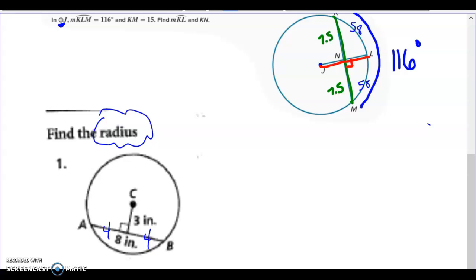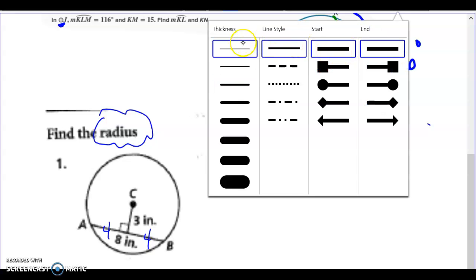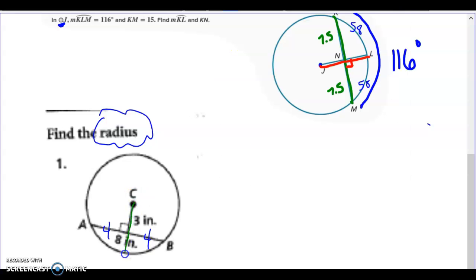Well, where is the radius? I could extend this, and I know that part is 3, but I don't know that, so that's not going to help me. I could draw a radius out here. That's not going to help either.